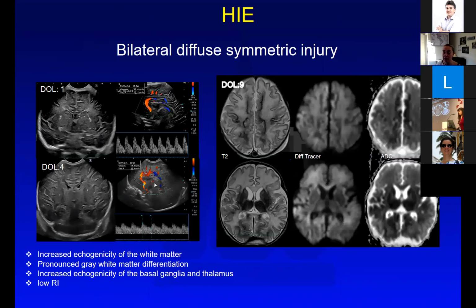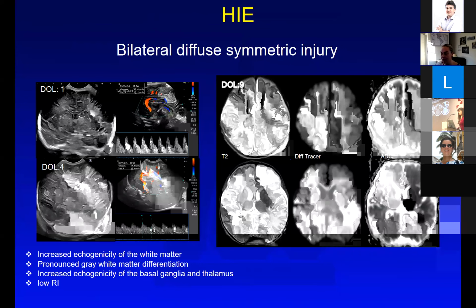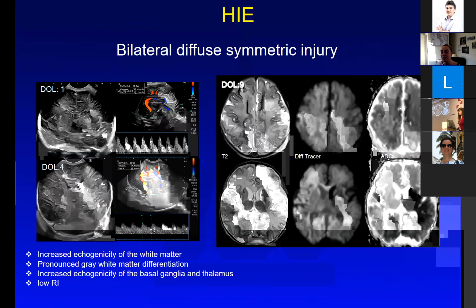The same infant, now I'm showing the MRI. The kid was really sick. We couldn't get him to MRI between day of life 4 and 7. That's the typical MR imaging time in the cooled HIE babies. At day of life 9, we were able to get him in the MRI, and this is a profoundly abnormal MRI. Again, the findings are bilateral and symmetric.